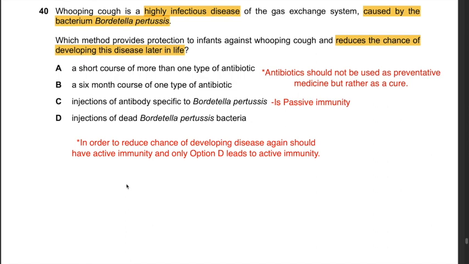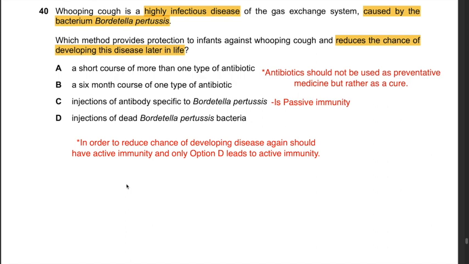B. A 6-month course of only one type of antibiotic. That is again incorrect, as antibiotics should not be used as preventative medicine. C. Injections of antibodies specific to the bacterium. That is also incorrect, as injections of antibodies lead to passive immunity, not active immunity. Therefore, if passive immunity is involved, then there is no chance of developing memory cells, hence increased chances of developing this disease later in life.